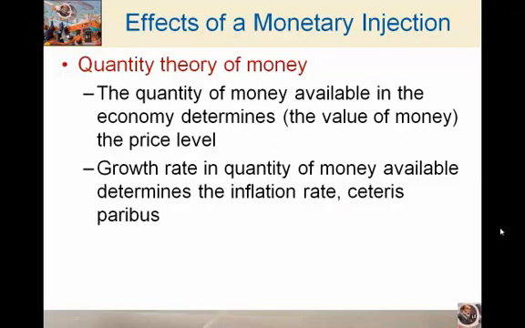So now we move on to the more specialized part of the quantity theory of money. Here, what we've already determined is that the quantity of money in the economy determines the price level. And if the quantity of money determines the price level, then we can take percent changes of that and say the growth rate in the quantity of money determines the percent change in prices. Well, what's the percent change in prices? Well, it's inflation, ceteris paribus, as long as nothing else changes.